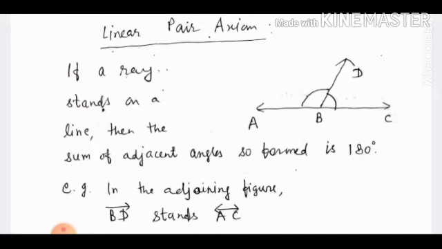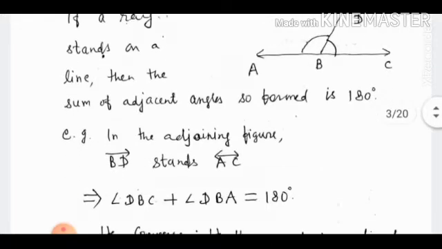Linear pair axiom. If a ray stands on a line, then the sum of adjacent angles so formed is 180 degree. For example, in the adjoining figure, ray BD stands on line AC. This implies that angle DBC plus angle DBA is equal to 180 degree.